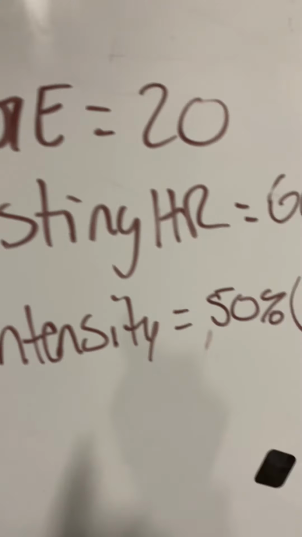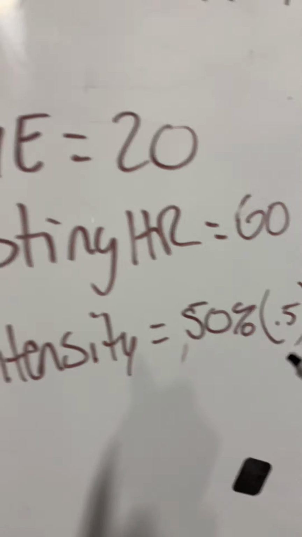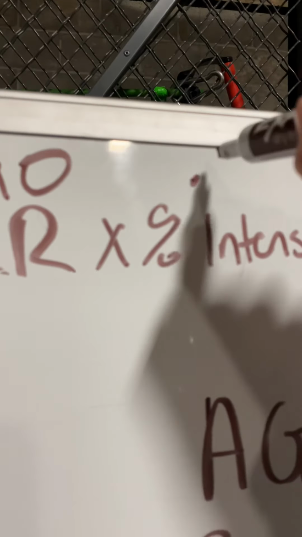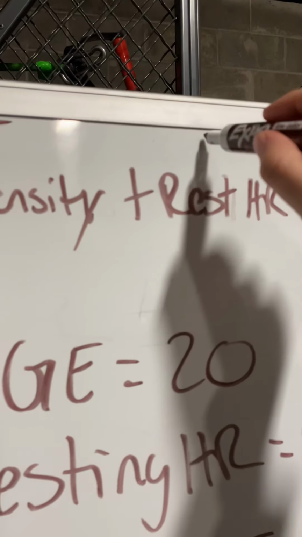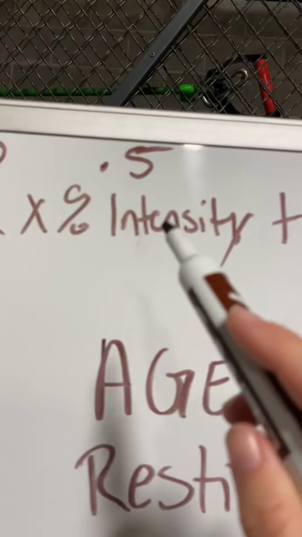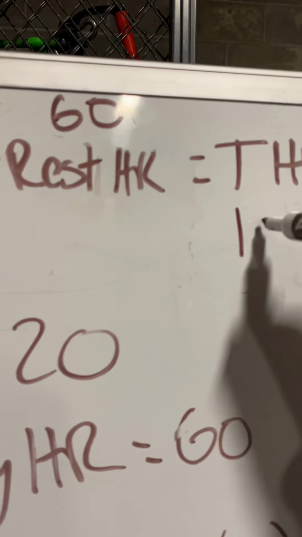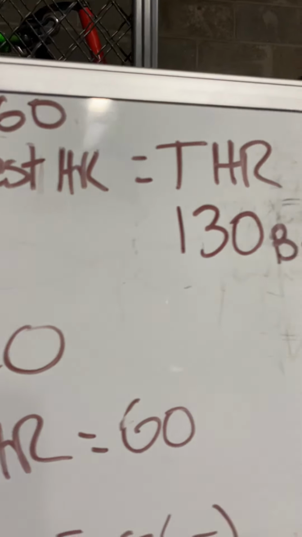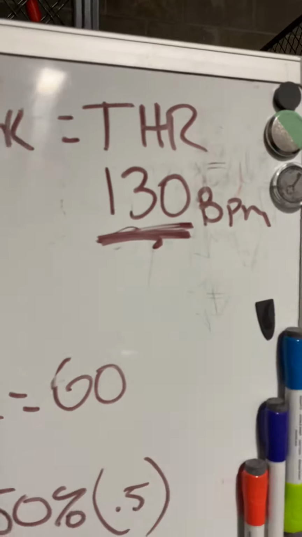Then we know that they were working out at 50%, so we're going to turn that into a decimal, which is 0.5. And then we're going to add the resting back, so 60. So 140 times 0.5 plus 60 gives you 130 beats per minute. So that is their heart rate that they're going to be training at.